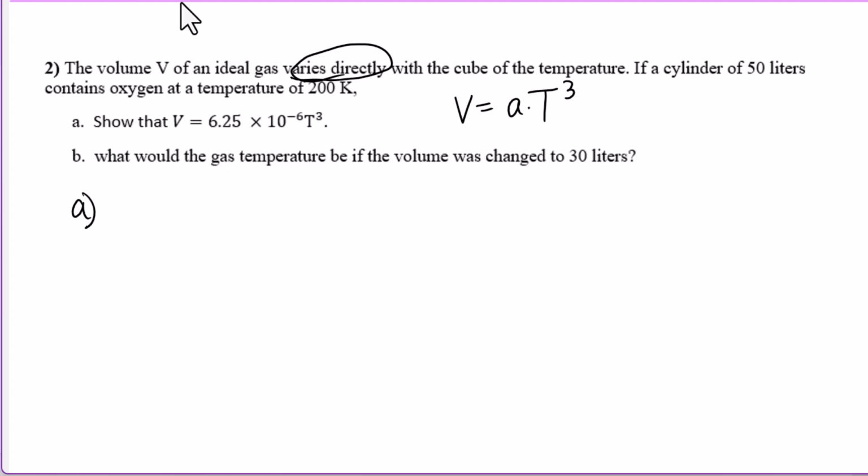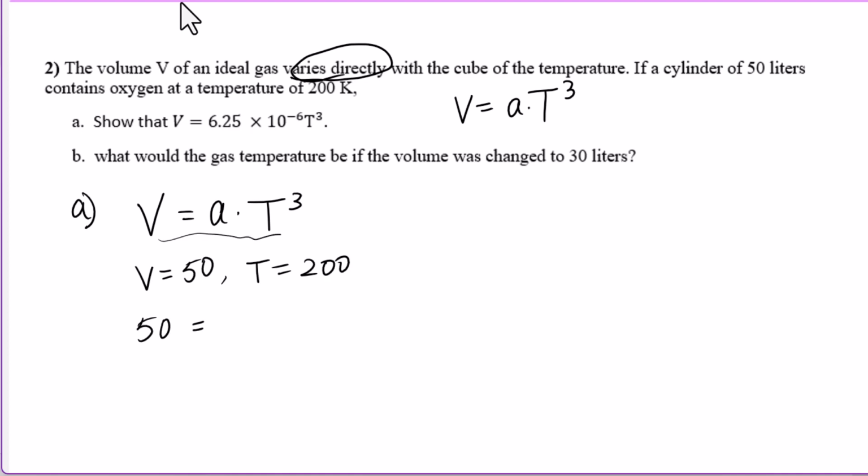So for question A, V equals A times T to the third power. We are given V equals 50 and T equals 200. Now we substitute into this equation. 50 equals A times 200 to the third power.